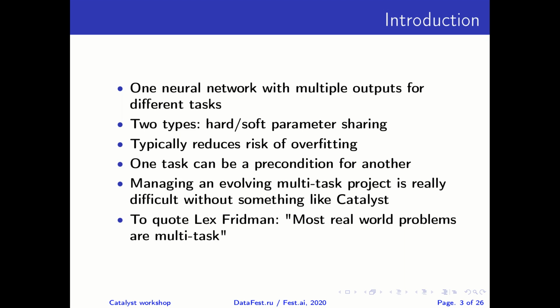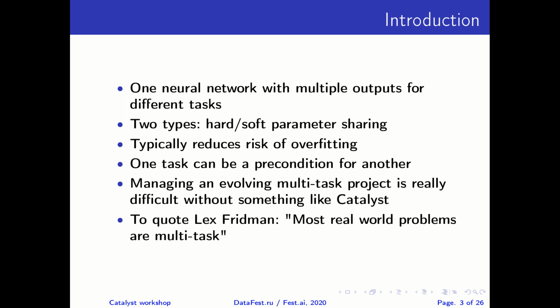So there are different types of multitask learning. The main two types are hard or soft parameter sharing. I'm going to tell you in the next slide what is the difference between them. Multitask learning typically reduces the risk of overfitting, because the shared backbone is trained on a lot of different tasks, and its ability to generalize is a lot better.